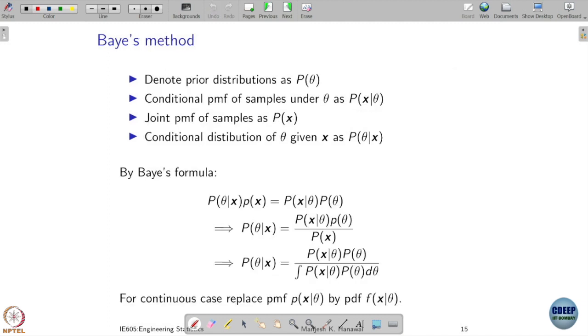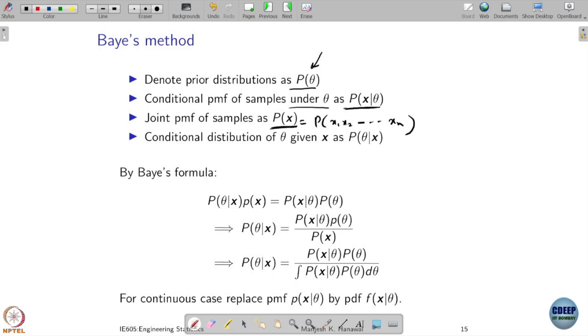So let's say my thetas are coming from a distribution, and I am going to denote it as p of theta. Once some theta is fixed, the samples are generated under that parameter theta according to this probability p of x given theta. So theta comes from this distribution, and once you have a theta, your samples are distributed as per p of x given theta, and this is the distribution of your samples. I call it joint because this is the probability of the entire sample we are going to talk about.